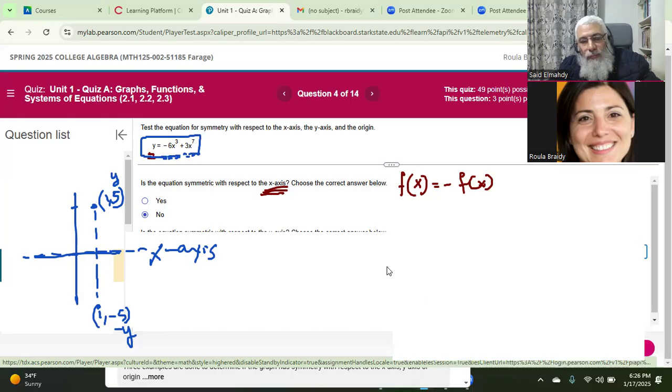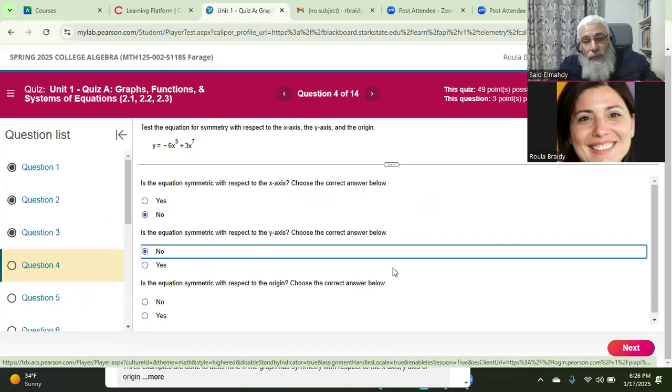But this cannot happen in this equation. If we solve for x, we cannot get two values, positive and negative y, like y equals negative 6x cubed plus 3x to the power 7. If we solve for x, we cannot get positive and negative y. So this is not symmetric for the x-axis.